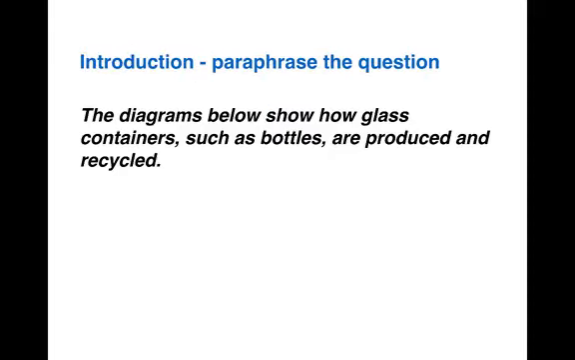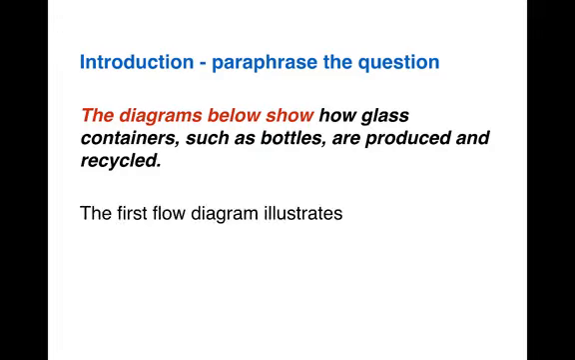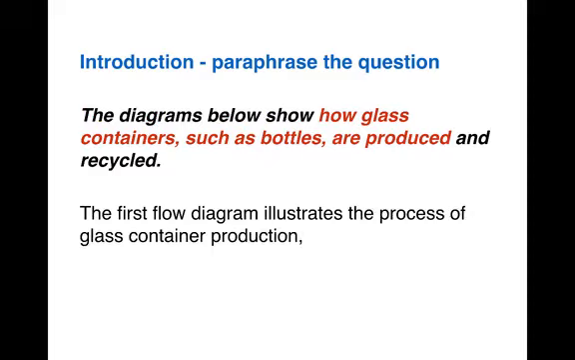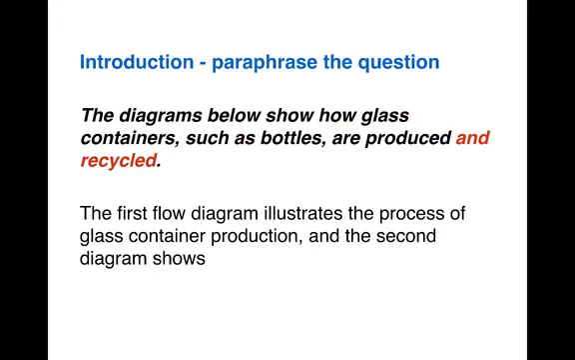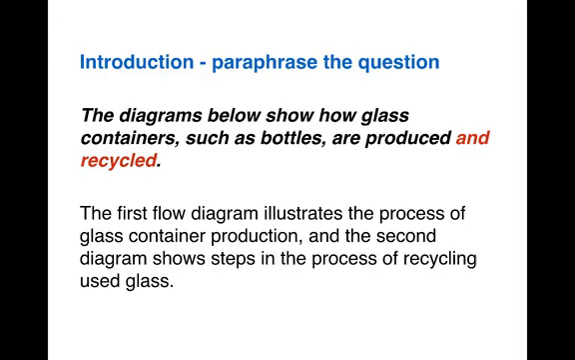Here's the question, and we'll start with the first small phrase, the diagrams below show. And I've changed that to the first flow diagram illustrates. We'll talk about the second diagram later. How glass containers such as bottles are produced, the process of glass container production. And recycled, well, first I need to say, and the second diagram shows, steps in the process of recycling used glass. And that's my introduction finished.